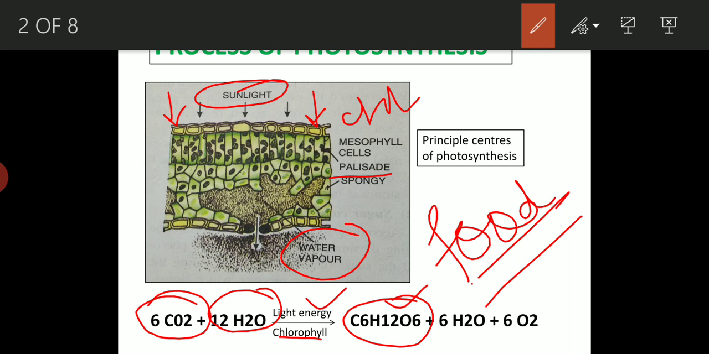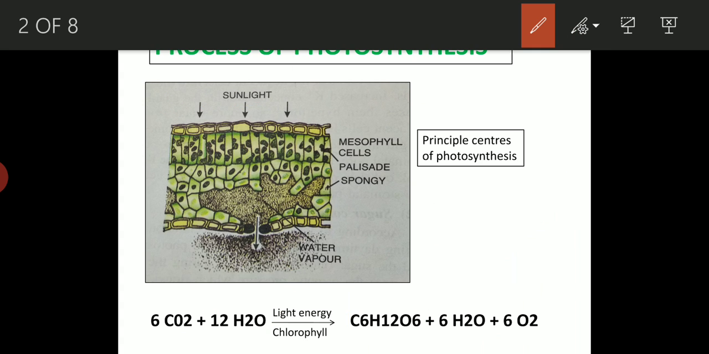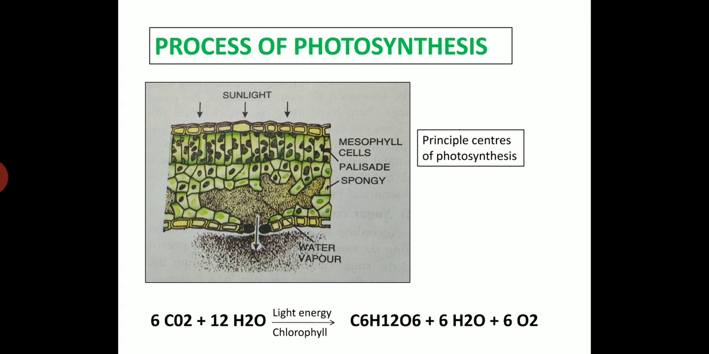And what are the other two products? Water and oxygen. Clear? So this is basically the process of photosynthesis. During daytime, when sunlight falls on the leaves, that light energy is trapped by the chlorophyll present in the upper mesophyll cells, that is the palisade mesophyll cells. Okay? Then this light energy is utilized for the process of photosynthesis along with the carbon dioxide and water. And it results in the formation of food, that is glucose, C6H12O6, the formula of glucose. Along with it forms water and oxygen.